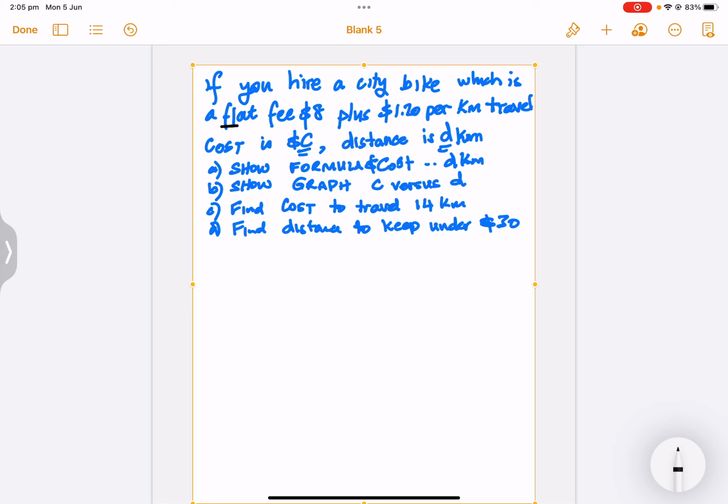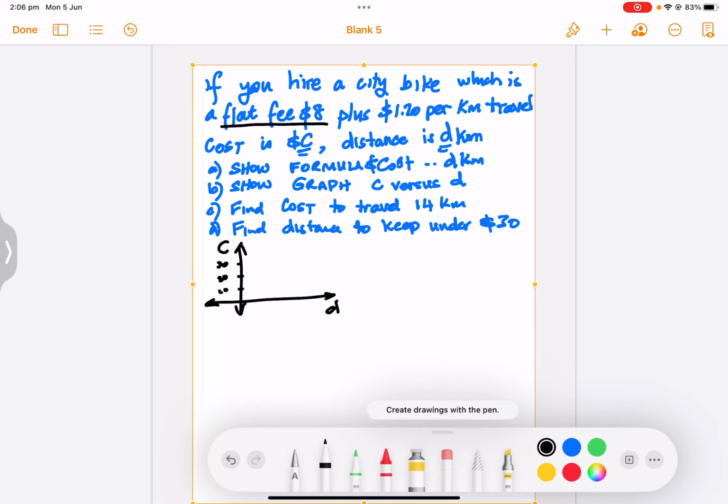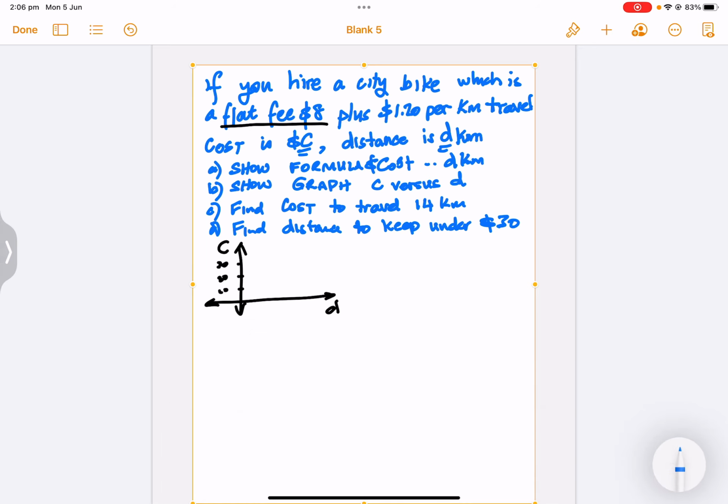The flat fee is like the constant. That is like the intercept. Whenever you have a flat fee and you've got the x and y axes, D is the x-axis and the cost is the y-axis. The $8 on the graph is where it crosses the y-axis. So I'm going to put a dot at 8, just underneath the 10. That's where the 8 goes.